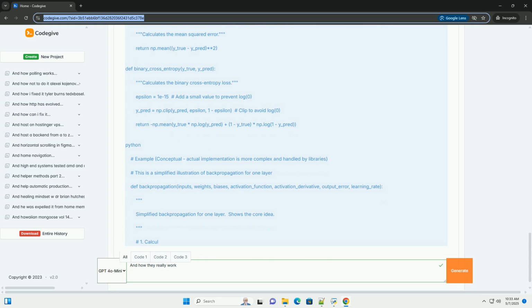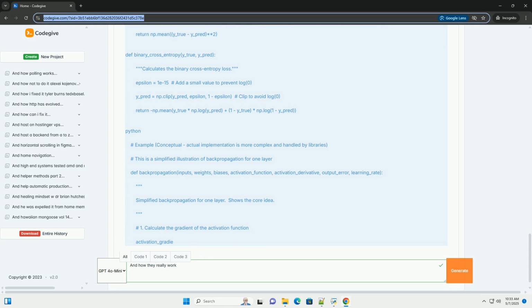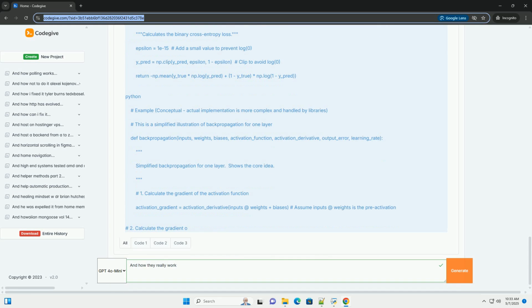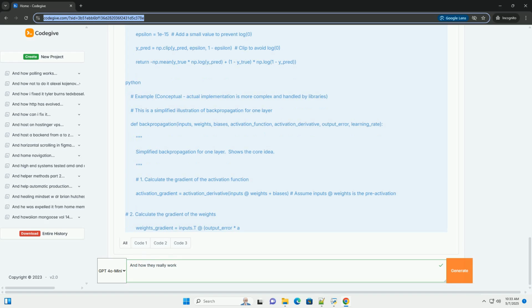2. Core components of a neural network. 1. Neurons, nodes. The fundamental processing unit of a neural network. Receives inputs, performs a calculation, and produces an output. The calculation involves a weighted sum of the inputs plus a bias, followed by an activation function.